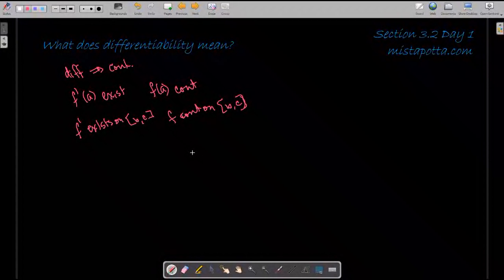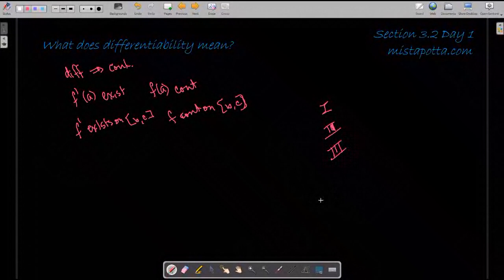Knowing that a derivative exists means I don't have to go through that three-step process of showing that the limit exists, the function is defined, and those three values are equal.